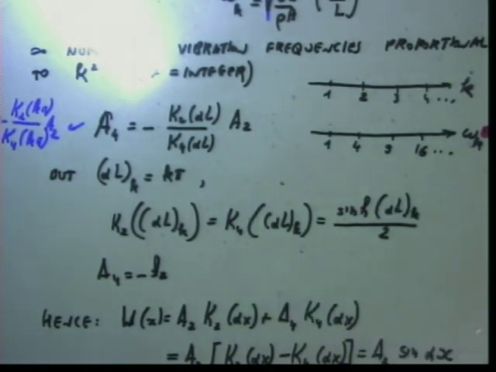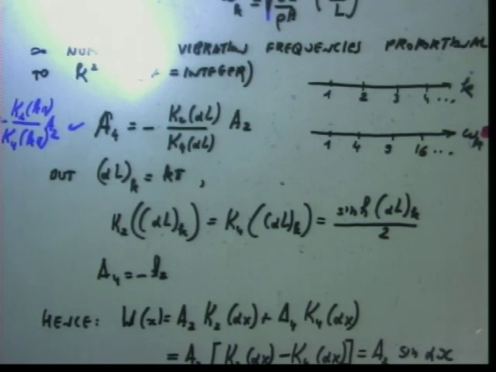So that means that we can determine everything up to some coefficient A2. So A4 then equals minus K2 over K4 A2. And now we can substitute here. Let us calculate now these values, K2 and K4. So alpha L's value equals k pi. So we substitute now here.